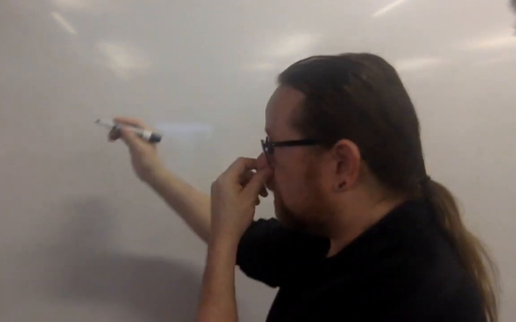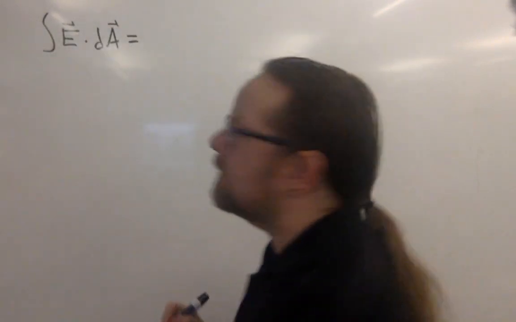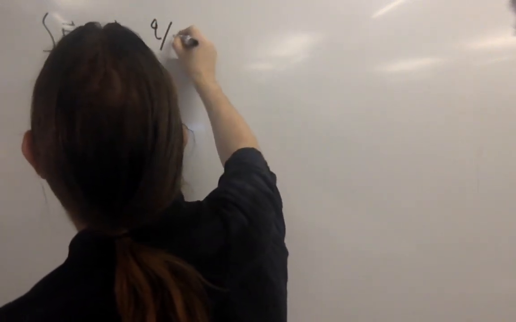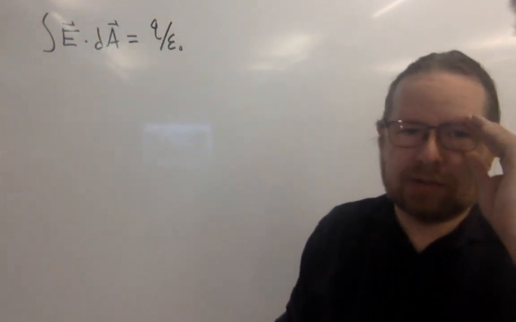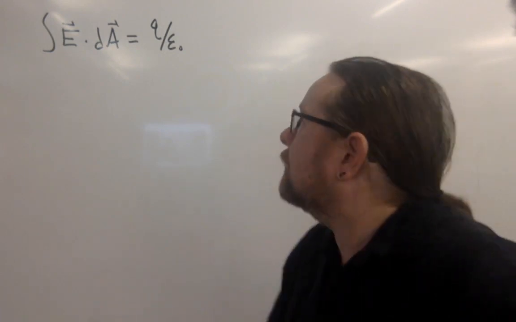So the first one of Maxwell's equations is really just a reframing of Gauss's law. We saw Gauss's law like this: the integral of E dot dA over some surface, the electric flux through some surface, is equal to the charge enclosed divided by epsilon 0, this constant of electromagnetism that we encounter in all of our E&M equations. That's Gauss's law.